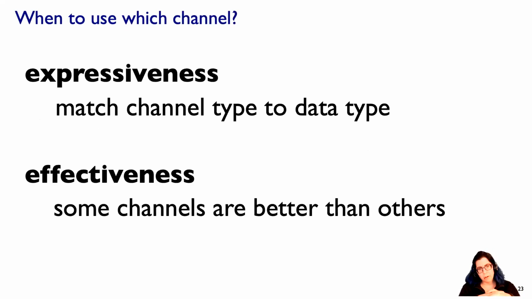So we've been talking about marks, but let's come back to channels. How do you know when to use which channel? And there's two really big principles. The expressiveness principle is about matching the channel type to the data type. And the effectiveness principle is about recognizing that some channels are better than others, and that you want to be careful about deciding which channel to use and which channels to map to which attributes.